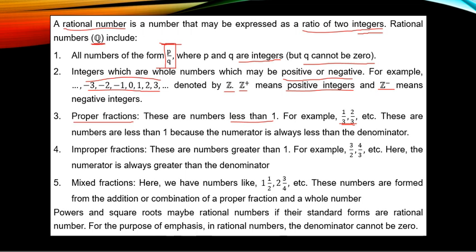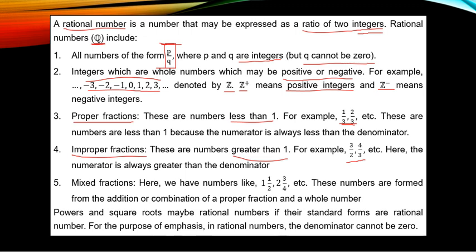Another set of rational numbers are improper fractions. These are numbers greater than 1. For example, 3/2, 4/3. 3/2, 4/3 also look like p/q. So all improper fractions are rational numbers.